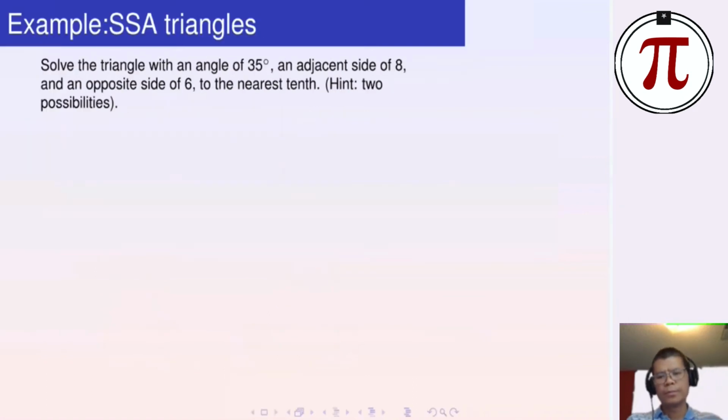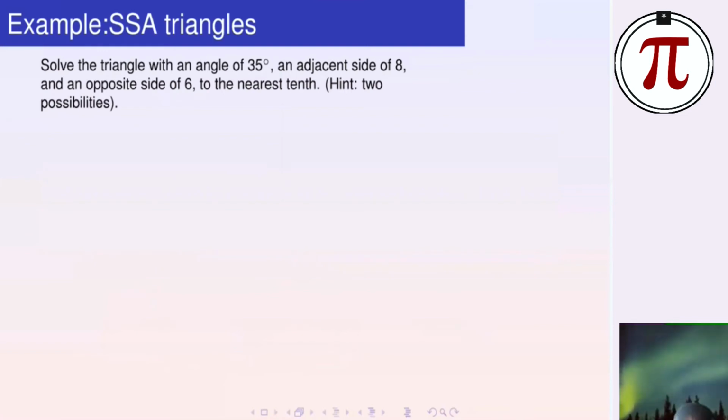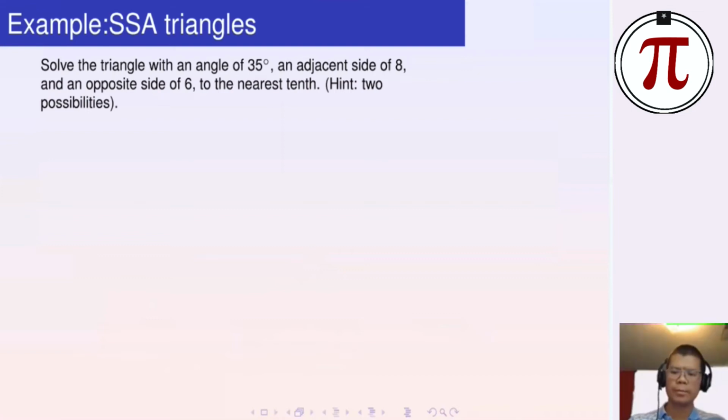Now, consider this one. Joshua, can you read for us, please? Solve the triangle with the angle 35 degrees, the adjacent side of 8 and the opposite side of 6, to the nearest tenth. Very good. Let's consider this one.